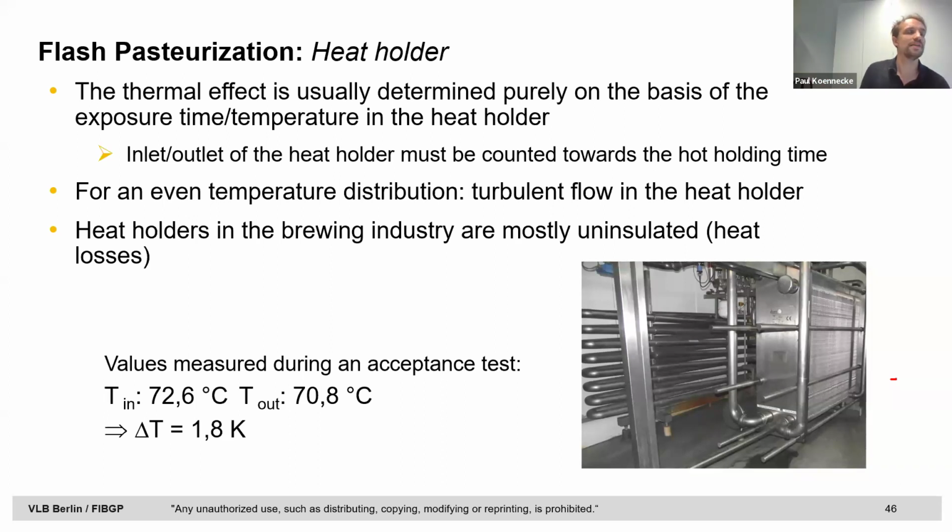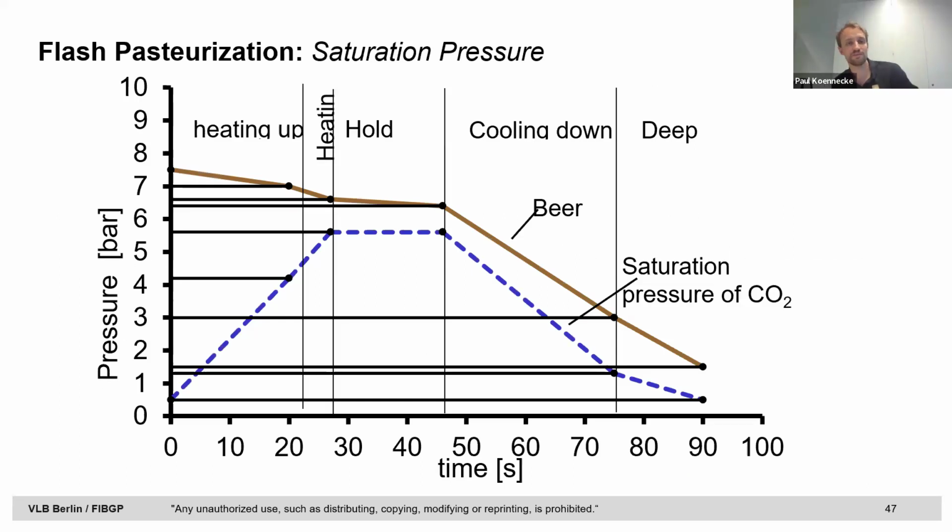And as I also said, this booster pump is mainly, besides adjusting flow, for having your liquid over saturation pressure, and your saturation pressure is going up while you're heating up, and while you're holding, it more or less stays at the same level, and then it's falling down again. And as you can see here, the beer in the flash pasteurizer is always held above the saturation pressure of the beer. So we have this heating up, and before this heating up, here is this booster pump.